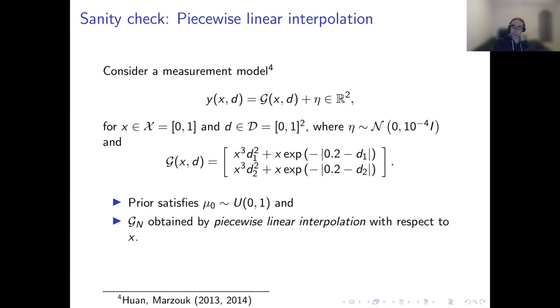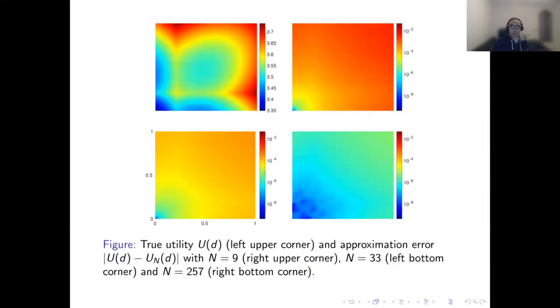Notice that our results earlier didn't really depend on the prior, so I can choose any prior. For simplicity I consider a uniform prior on the unit interval. And I take the surrogate model that first comes to mind: I just consider G_n as the piecewise linear interpolation. Now if I look at the utility functions, these are functions from the unit square to positive real numbers.